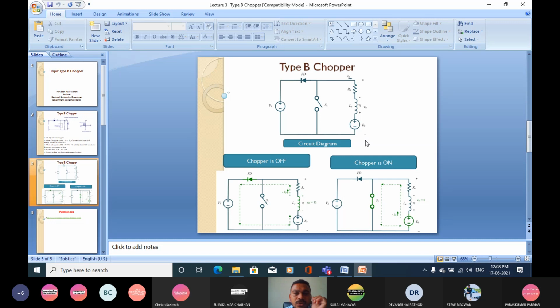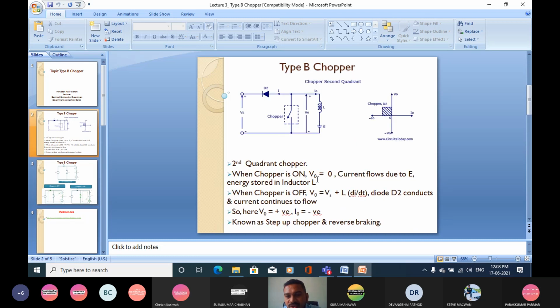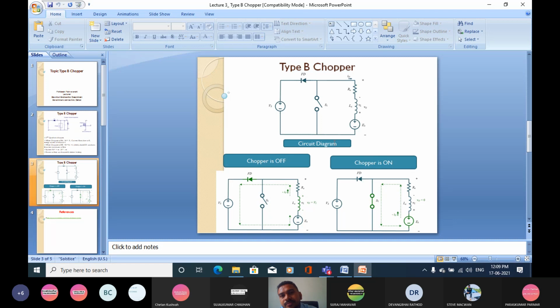Now we assume the two cases, when chopper is on and off. Before that we generally discussed that when chopper is on, output voltage is 0. So current flows through the circuit by this E source. When chopper is off, at that time output voltage becomes equal to Vs plus L into di by dt. So output voltage is positive, output current is negative, also known as the step up chopper. Now we'll discuss the main operation.